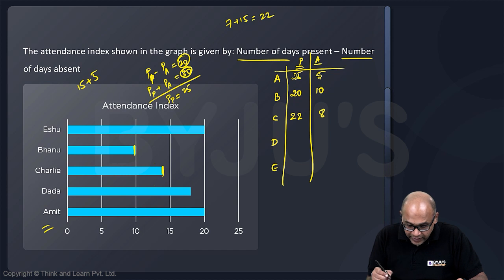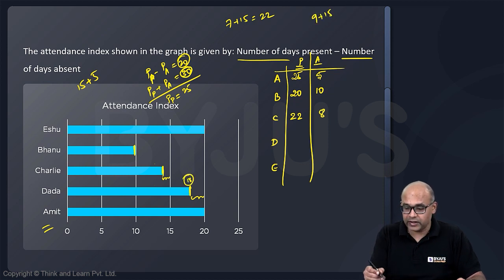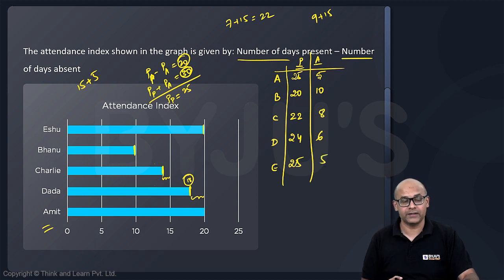Then we have D, Dada. You can see the difference here is more, so this should be 15, 16, 17.5. This should be 18. So 9 plus 15 is 24, which means absent for 6 days. So 24 minus 6 will be giving you 18 again. And Ishu is again 20. So 20 gives you 25 and 5. So the present and absence are like this.